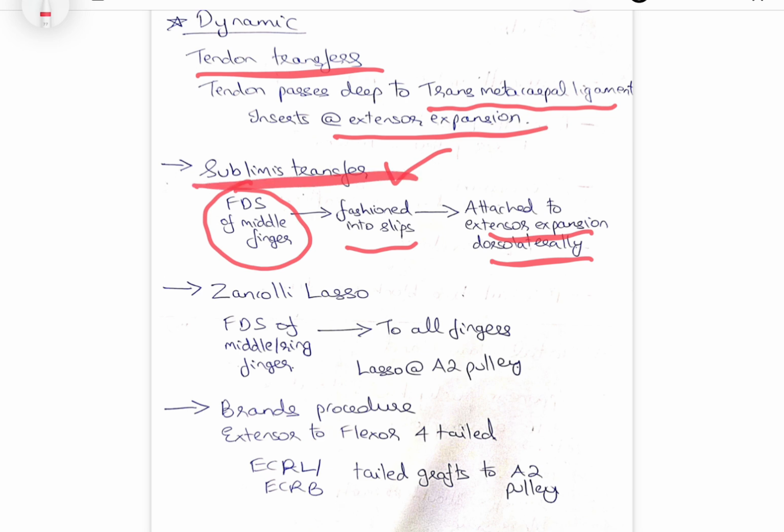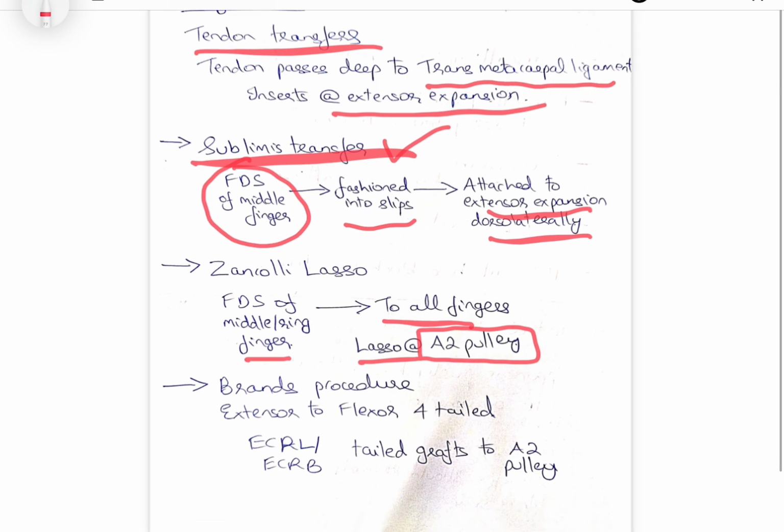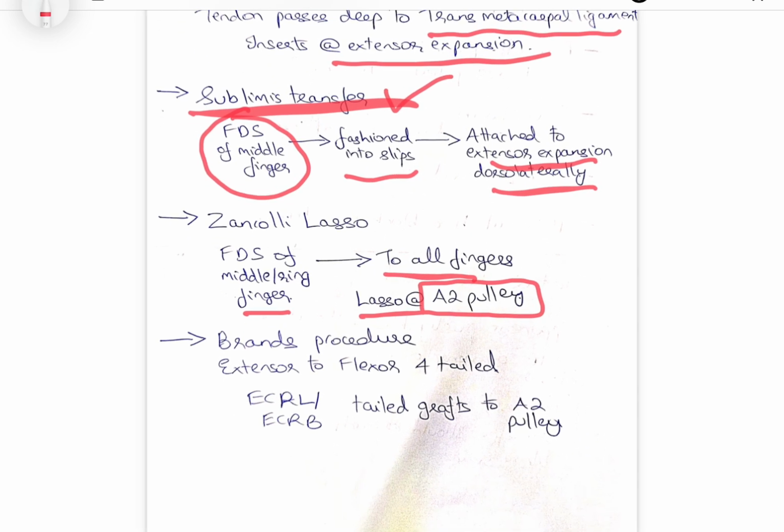Now the second named famous procedure is the Zancolli lasso. What do we do in this procedure? The FDS of middle or ring finger is attached to all the fingers wherein the lasso is at the A2 pulley. Okay. Next is the Brand's procedure, in which extensor to flexor four-tailed tendon transfer is done. So ECRL, ECRB tailed grafts are put at the A2 pulley.